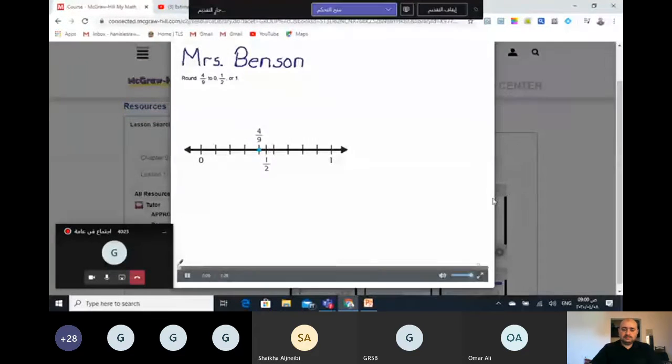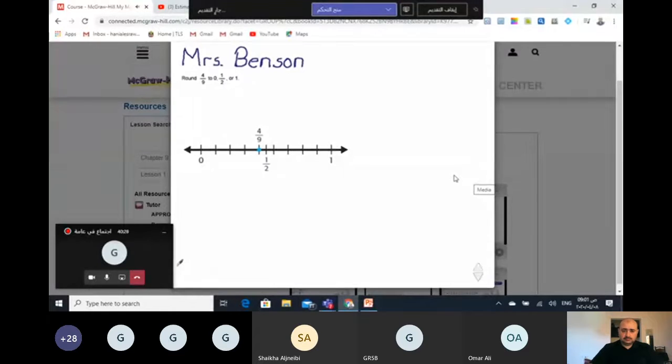Hi, I'm Mrs. Benson. Here's a fraction question. Round 4/9 to 0, 1/2, or 1. Remember, the numerator is the top number in a fraction, and the denominator is the bottom number. In the fraction 4/9, the numerator is 4, so 4 parts are being used. The denominator is 9, so the whole is divided into 9 equal parts.